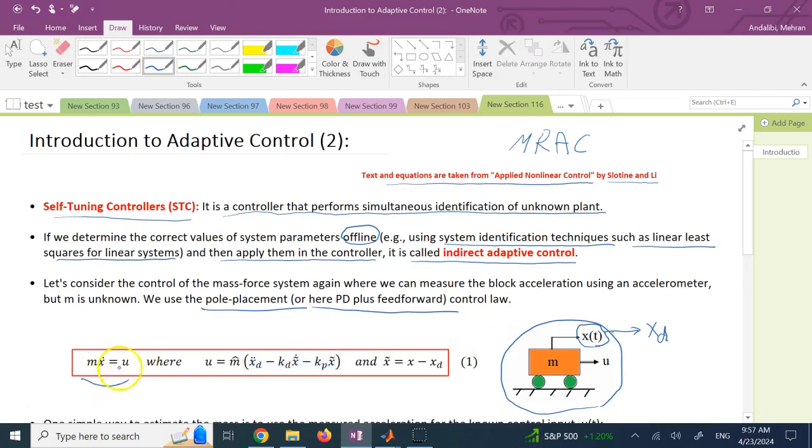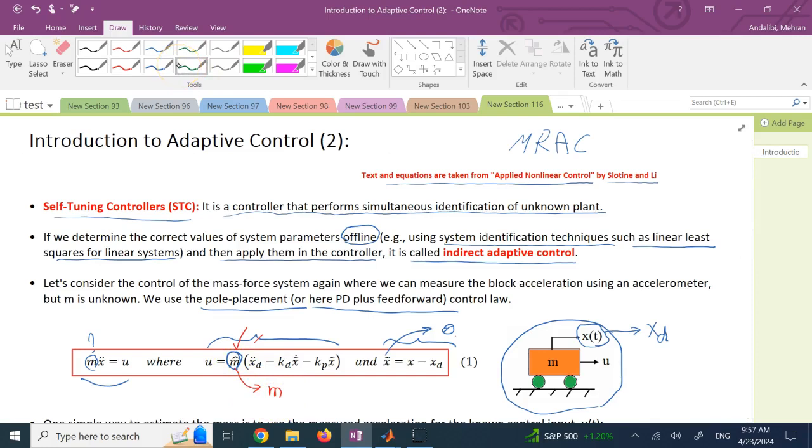So the equation of motion is m x double dot equals u. This m is what we don't know, and instead we use its estimate m hat, and we use the PD plus feedforward control law with the estimated mass, right? We want this tracking error x tilde to converge to zero. And the question is, how would you come up with this estimate of mass such that this error goes to zero, and hopefully this m hat also converges to what? To the actual m, okay?